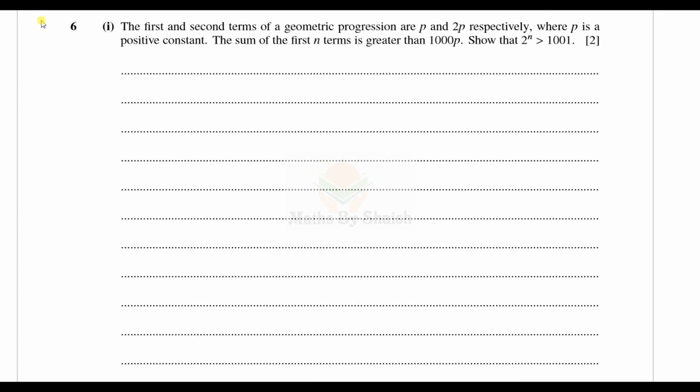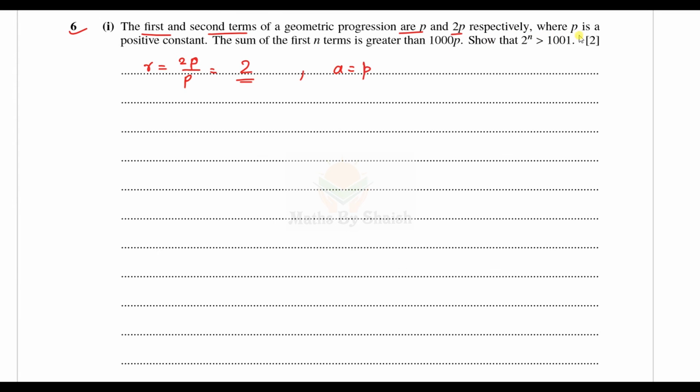Here's the sixth question, first part. The first and the second terms of a geometric progression are P and 2P. So we know the common ratio r is the second term upon the first term, and that is 2. We have the common ratio as 2 and the first term a as P.